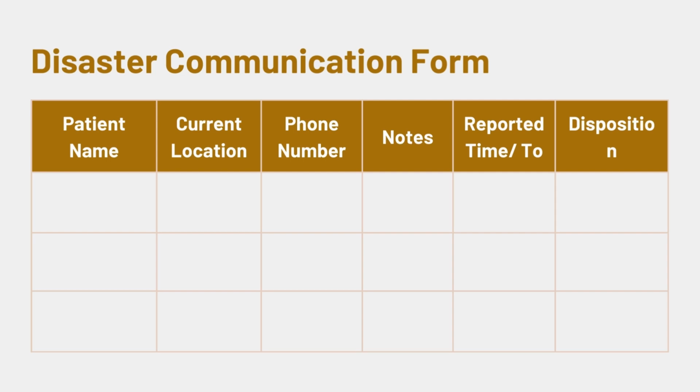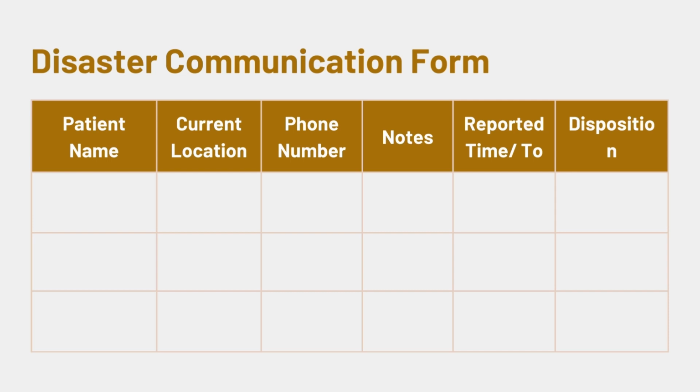It should include patient's name. This field captures the name of the patient, providing a clear identifier for each individual. For current location, here we record the patient's current whereabouts during the emergency. Phone number. This field is vital for maintaining contact with the patient or their caregiver during the crisis. Any essential notes or specific information about the patient's condition or needs can be recorded in the notes section.